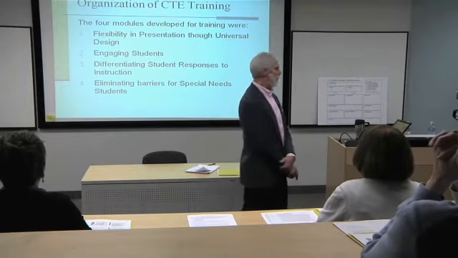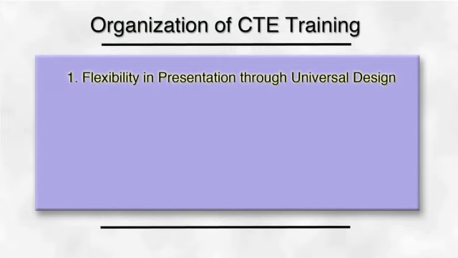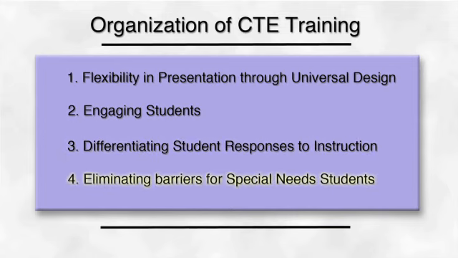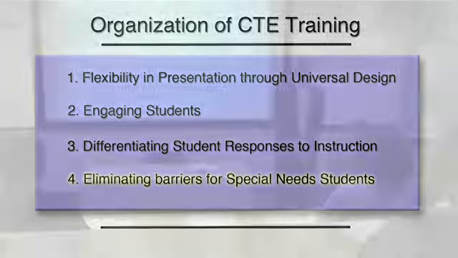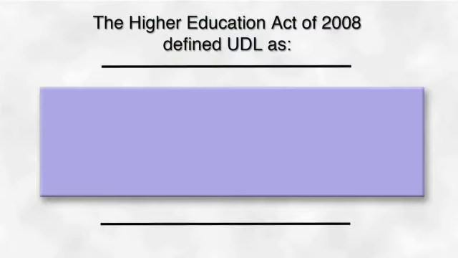Career technical education training really consists of 4 modules. Flexibility in presentation, engaging students, differentiating student responses to instruction, and eliminating barriers for special needs students. We're going to focus on 3 of those areas today, and these are defined in the Higher Education Act as comprising universal design for learning.